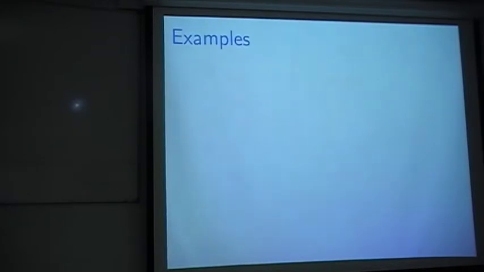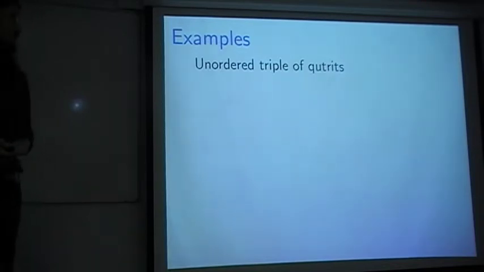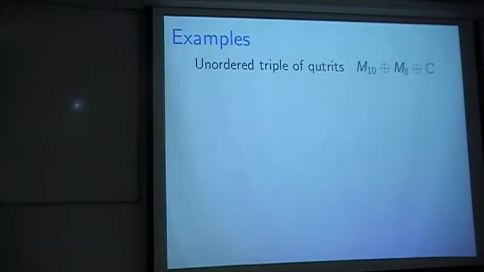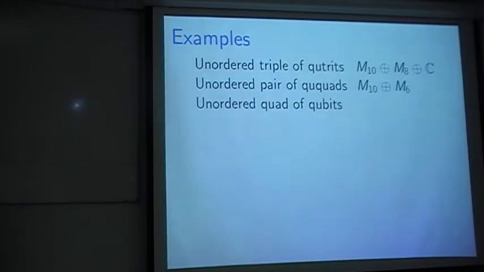So, as a few examples, an unordered triple of qubits. Three parts. This is the bosons part, this is the fermions part, but there's another thing in between, which is a bit non-standard. Someone told me that it's like parastatistics, but I don't know anything about it. Another example, a pair of qudits, is then just fermions and bosons. And another, a quad of qubits.